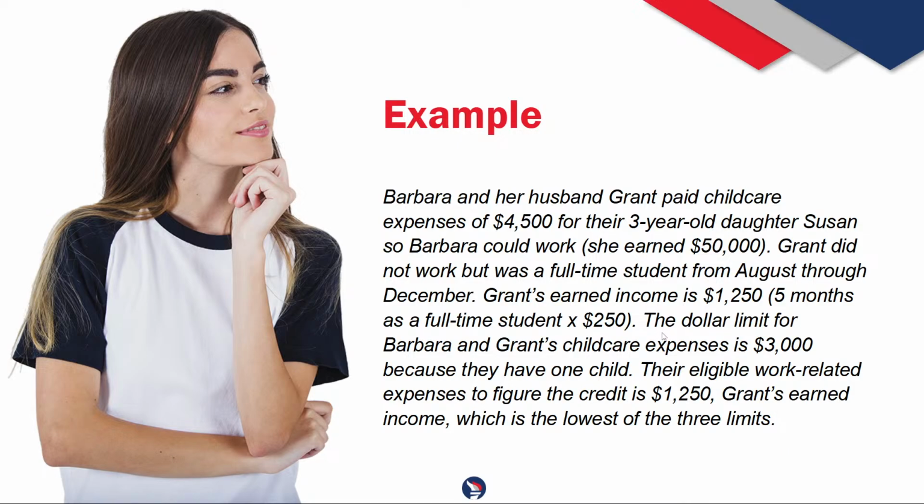So let's look at some of the limits here that we're going to run into. The dollar limit for child care expenses is $3,000. Even though they paid $4,500, we're capped at $3,000 because there's only one kid. Their eligible work-related expenses to figure the credit is $1,250, because now that we got down to $3,000, we move on to the next limiting factor. And this next limiting factor is the lowest adjusted gross income or earned income of the two spouses. Grant only made $1,250. Therefore, the amount of credit that's currently available, and we're not done yet, is $1,250.